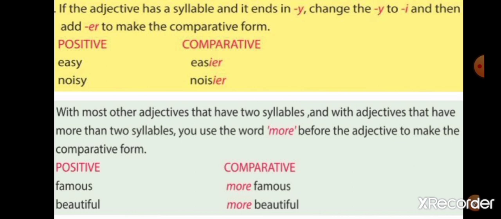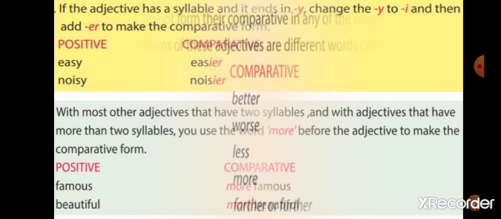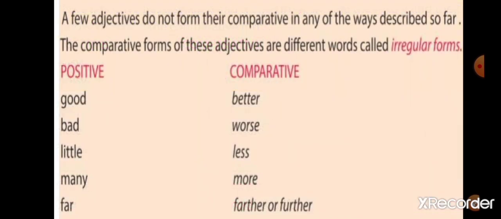So in two syllable or more than two syllable, what do we add? Very good. We add more to the adjective. Now the last rule. What does the last rule say? A few adjectives do not form their comparative in any of the ways described so far. So some of the positive degrees are irregular forms. They cannot be converted into comparative by adding more or IER or ER or R, whatever it is.